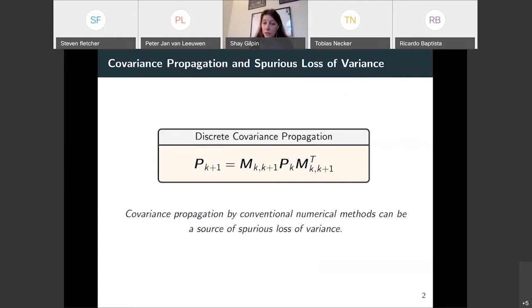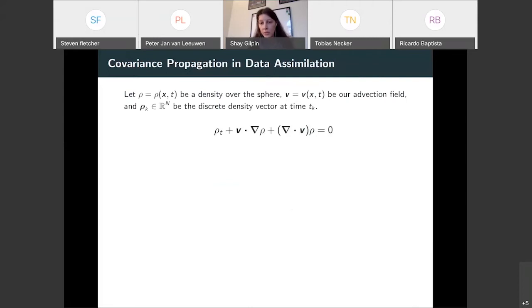This is the method of covariance propagation we see in the Kalman filter, but this is also going on implicitly within 4D-Var schemes. So really, covariance propagation is an essential part of modern data assimilation. And what I'm going to show today is that if we propagate our covariances using this equation by conventional numerical schemes, this can actually be a source of spurious loss of variance. And fundamentally, this is going to be an issue with dynamics. And so, as mentioned in the title, we'll be considering this in the context of advective systems.